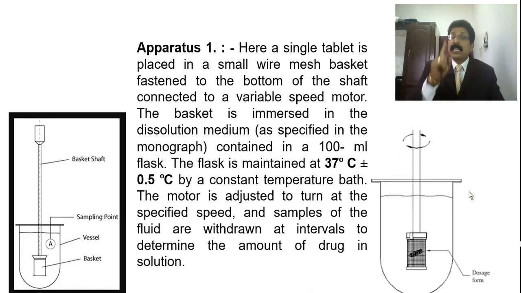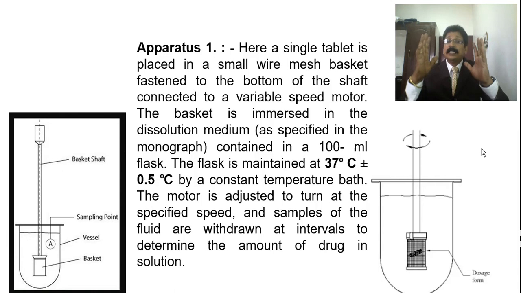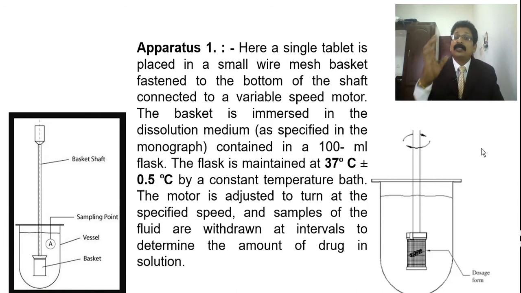Apparatus 1 means you should remember it is the basket type. You can see the picture here, where my cursor is. There is a basket, and inside it a tablet, just to show you, a dosage form is added to that particular basket, and the basket will be rotating. The vessel is a 100 ml capacity beaker which contains a solution of gastric fluid, and the intestinal pH will be maintained, and the temperature is maintained at 37 degrees centigrade plus or minus 0.5 degrees centigrade.